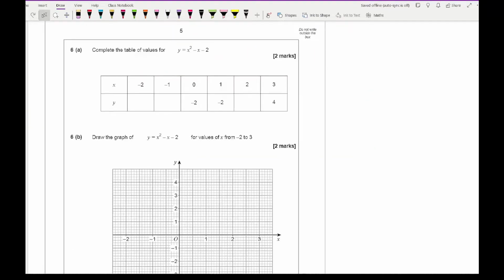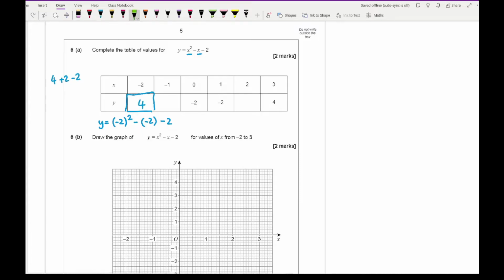Now moving on to question 6, it says complete the table of values for y equals x squared minus x minus 2. So for this, what we need to do is use the x value, substitute it into the equation, and find the respective y values. So if we colour code these y values, for this one, what we're doing is substituting minus 2. Now if you're using a calculator, I would strongly recommend that you replace the x with a negative number, but put the negative number in brackets. So we've got minus 2 squared minus minus 2 minus 2. So that then becomes 4 plus 2 minus 2, which is 4.